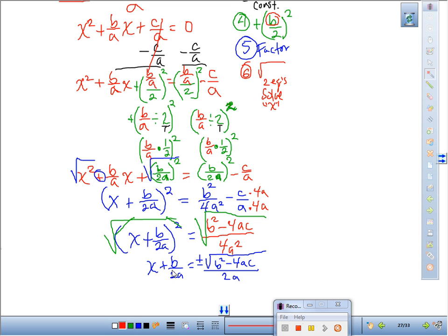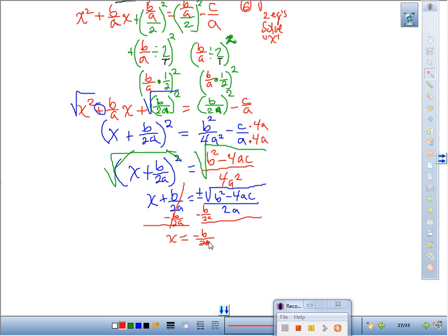So what's next to x? Plus b over 2a, is that correct? So to get rid of the plus, we need to subtract b over 2a. Subtract b over 2a. This cancels. We're left with x equals, check this out, I have negative b over 2a. Then I have plus minus square root b squared minus 4ac over 2a.